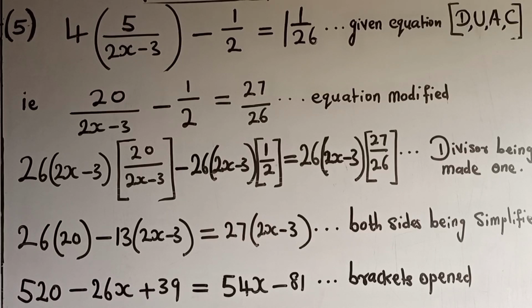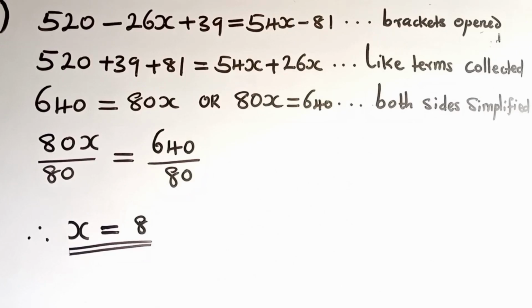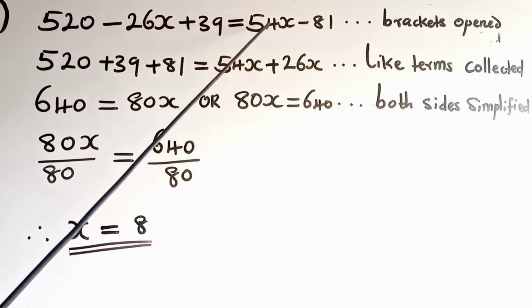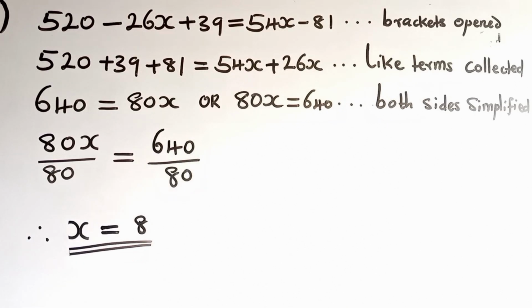Students, is it now time to collect like terms? That obstacle, which was a bracket, has it been cleared? Surely, in this expression, there is no more bracket. That means it is time for us to start collecting like terms. Now we bring it forward. That is 520 minus 26x plus 39 is equal to 54x minus 81. This is the result we got after brackets were opened in the last line.